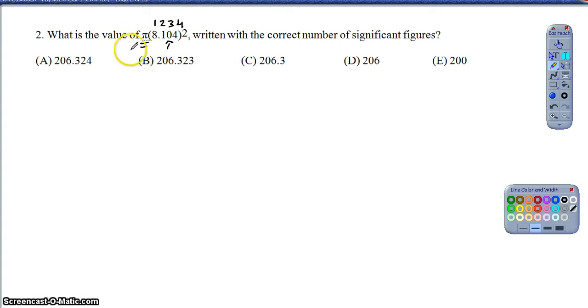So the important thing here is pi is never going to restrict the number of digits. So when I get my final answer for this, I'm going to round my final answer off to 4 significant figures because of the 8.104. The pi is not going to affect the significant digits at all. So once again, just like the first question, if I just look at my options, the only option that has 4 significant figures is option C. Obviously you can calculate that as well, but that's where we would round it off to 4 sig figs.